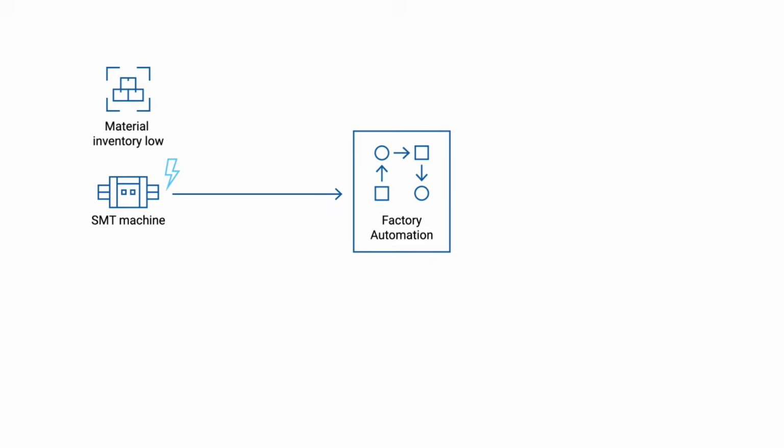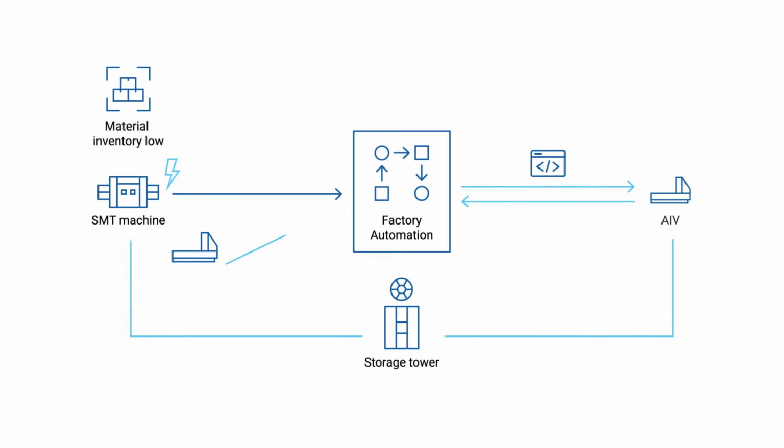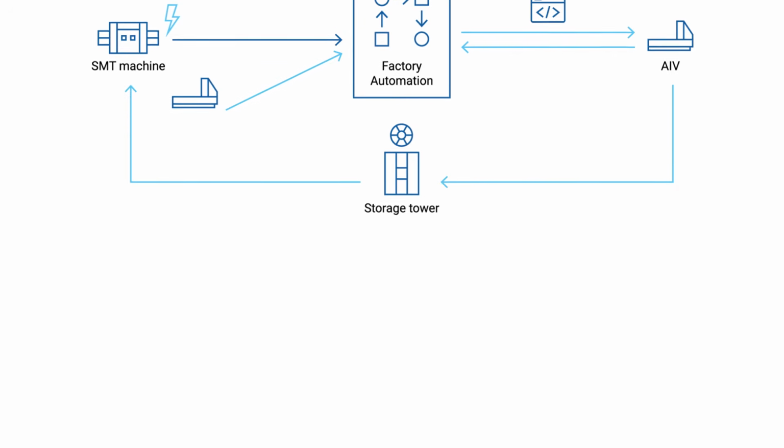The machine can trigger a low inventory event that will trigger the workflow the user created to handle that event. The workflow can request an AIV to retrieve the required material from an automated storage equipment, and then to deliver it to the machine that triggered the event, thus avoiding a material shortage.